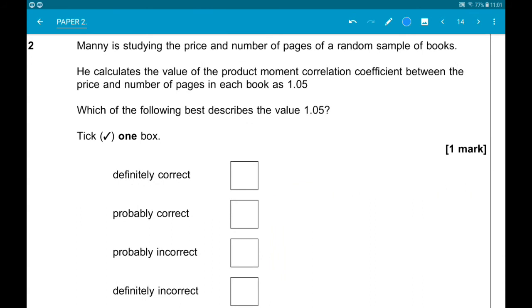12. Manny is studying the price and number of pages in a random sample of books. He calculates the product moment correlation coefficient as 1.05. Which statement best describes the value of 1.05? So, PMCCs can only be between -1 and 1. So, this is definitely incorrect.